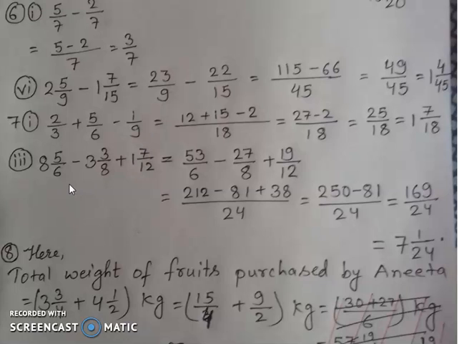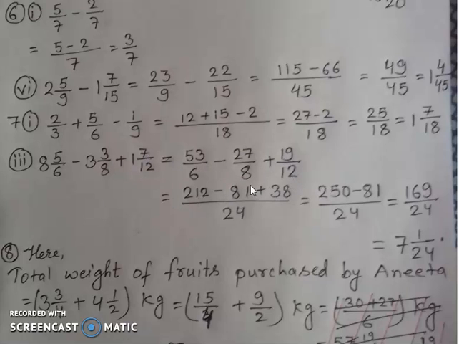At first we will change it into improper fractions. So I multiplied 8 times 6, 48, plus 5, 53. This is the process: you multiply the whole number with the denominator and add the numerator, and that is written at the top. So 8 times 6 is 48 plus 5 is 53 by 6. In the same way, minus 8 times 3 is 24 plus 3 is 27 by 8. In the same way, 12 times 1 is 12 and 7 is 19 by 12.